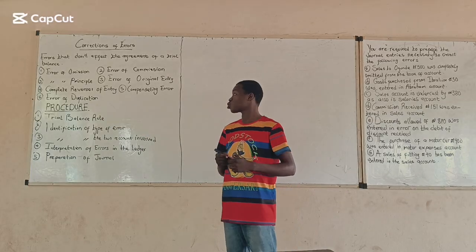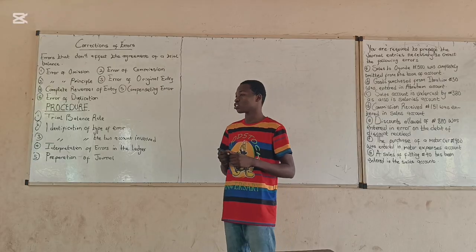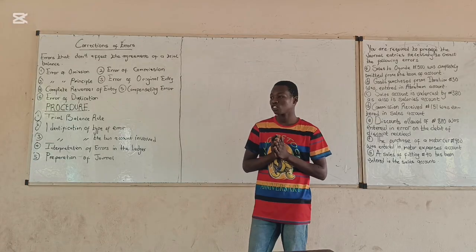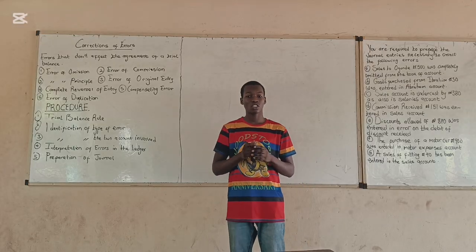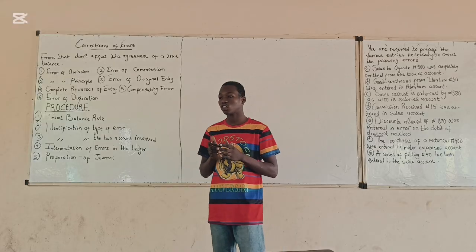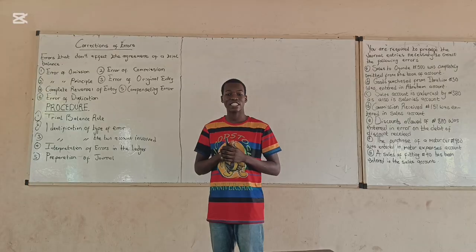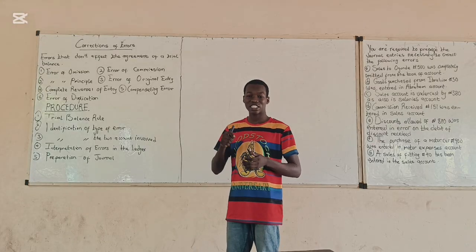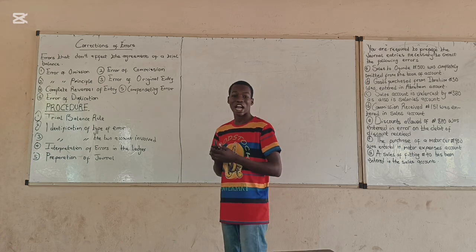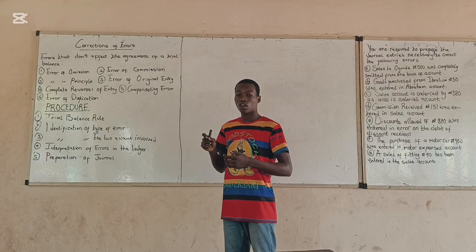So there is a need for you to understand correction of errors before you can move to suspense account. Now, when we are talking about correction of error, it all starts from your trial balance. You know that after writing up your trial balance, the debit side and the credit side must be equal to each other. But there are some cases whereby the debit side and the credit side will be equal to each other, but there's an error in what you have written down. Now, all those errors are what we call errors that do not affect the agreement of trial balance.